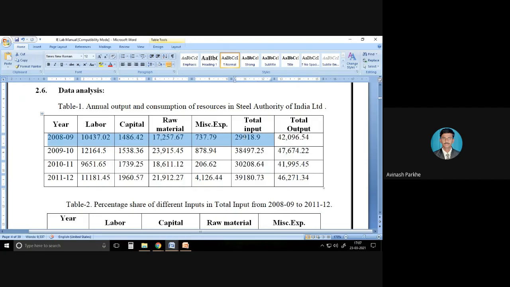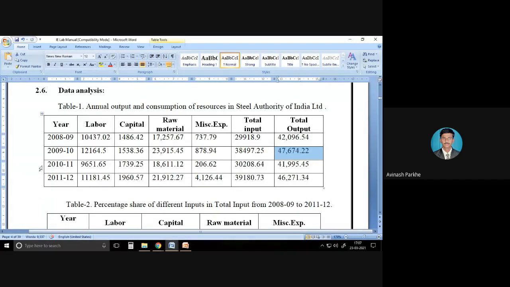Sorry, this is the row which is applicable for 2008-9, and the last column represents the total output in 2008-9. Similarly, the second row represents the year 2009 to 10. Again, labor plus capital plus raw material plus miscellaneous inputs. So here the total input is also represented by this sixth column. And in 2009 to 10, what is the total output?